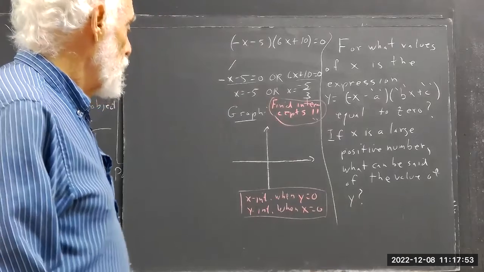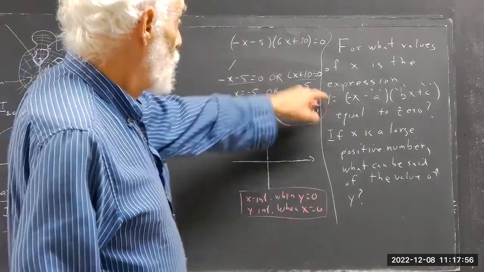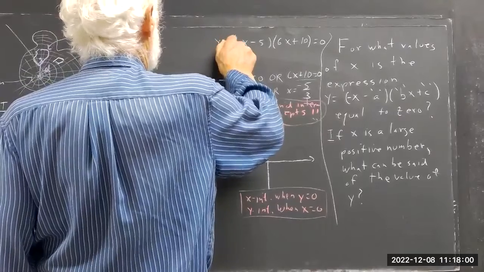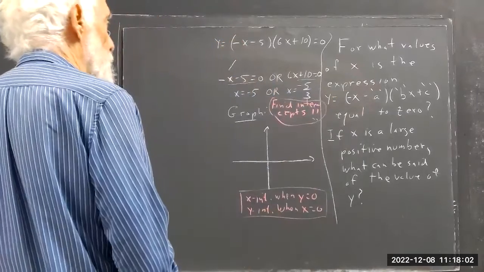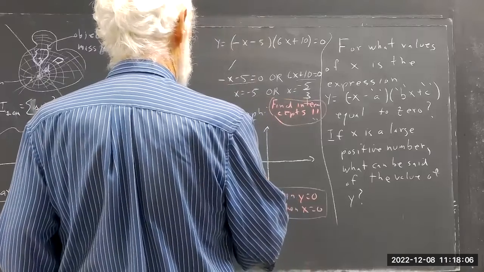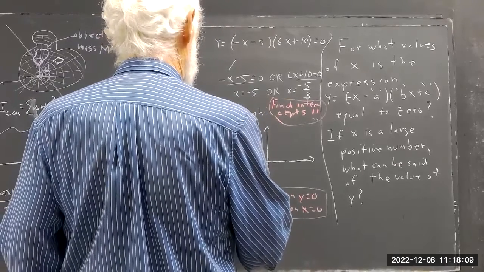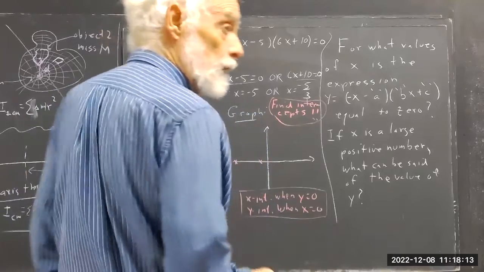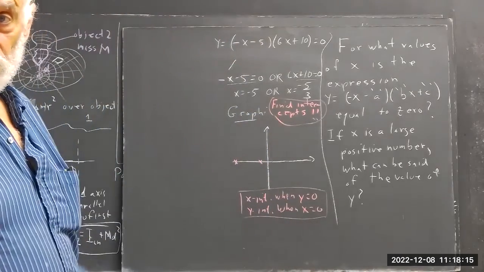Okay, so y is 0. Well, y is this expression. You know, I could put y equals. The expression is going to be 0 when x is -5 or -5/3. So let's say we have -5 here, or -5/3 here. Okay, I'll label those at some point.